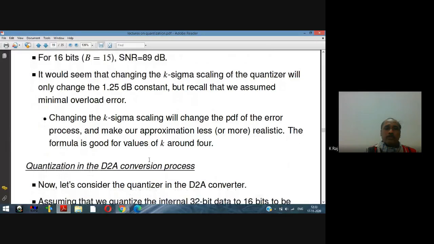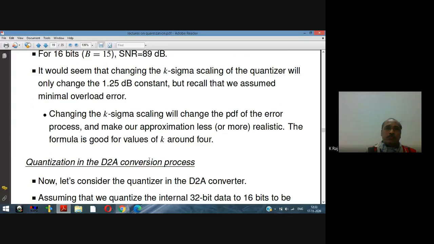For example, if we consider 16 bits, that is b is 15, then the signal to noise ratio will become 89 dB. It would seem that changing the k sigma scaling of the quantizer will only change the 1.25 dB constant. But recall that we assume minimal overload error here. If we change the k sigma scaling, then there will be a change only in the constant, that is the 1.25 dB constant.